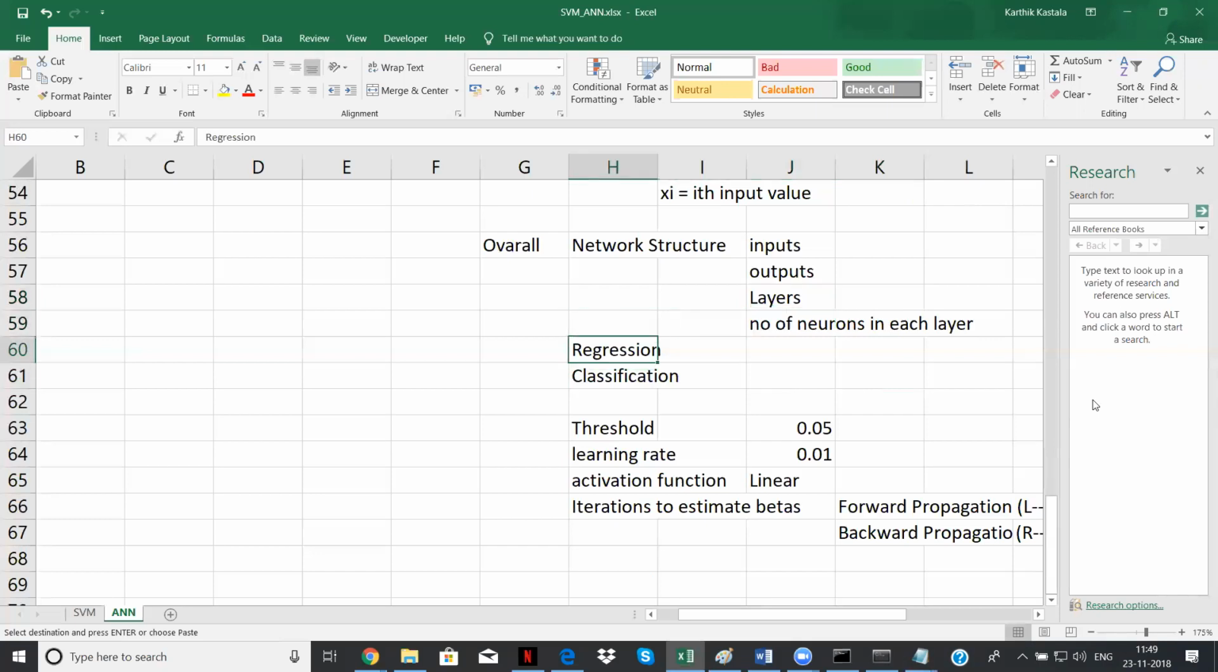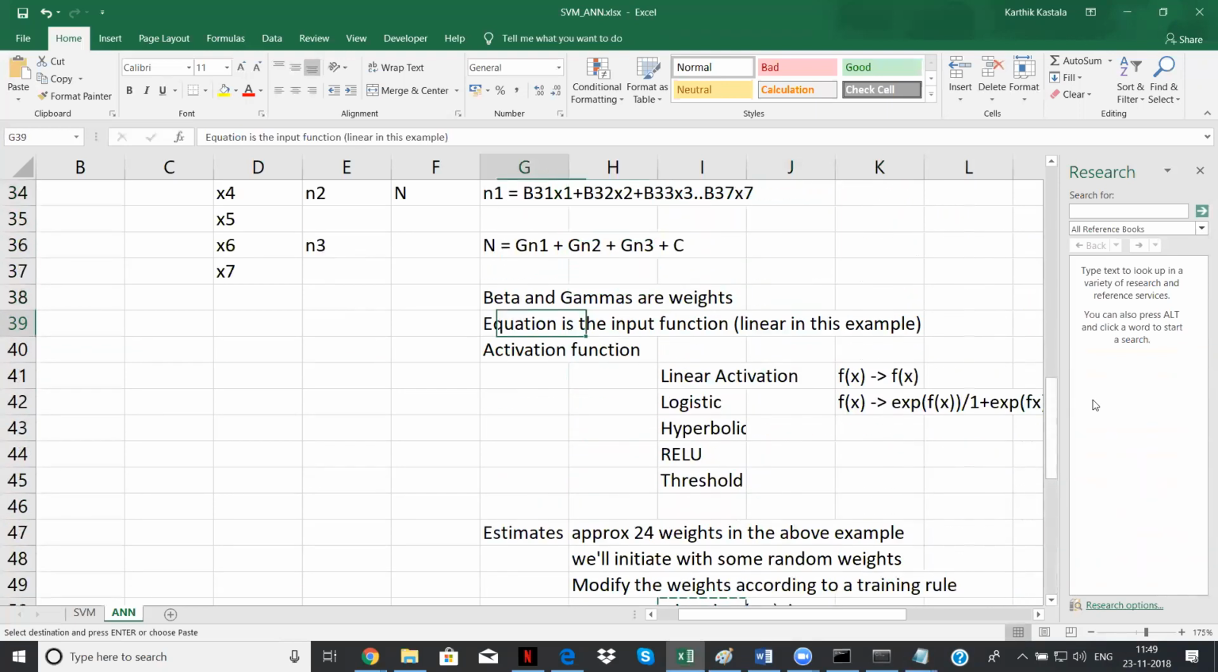The next level of input is what type of problem you're looking at. Are you looking at regression or are you looking at classification? Based on that, you can choose your activation functions, right? Yes or no? Your activation functions can depend on those kinds of inputs.